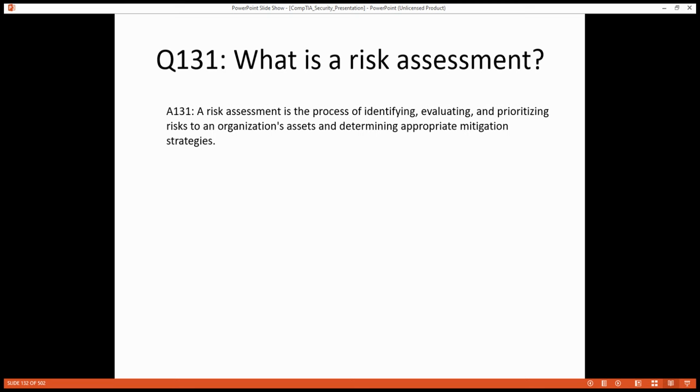Q131. What is a risk assessment? A131. A risk assessment is the process of identifying, evaluating, and prioritizing risks to an organization's assets and determining appropriate mitigation strategies.